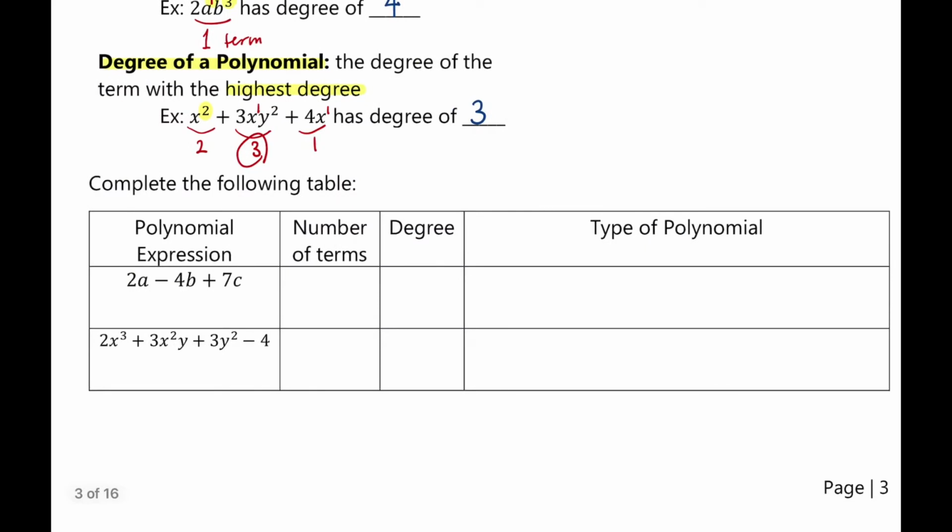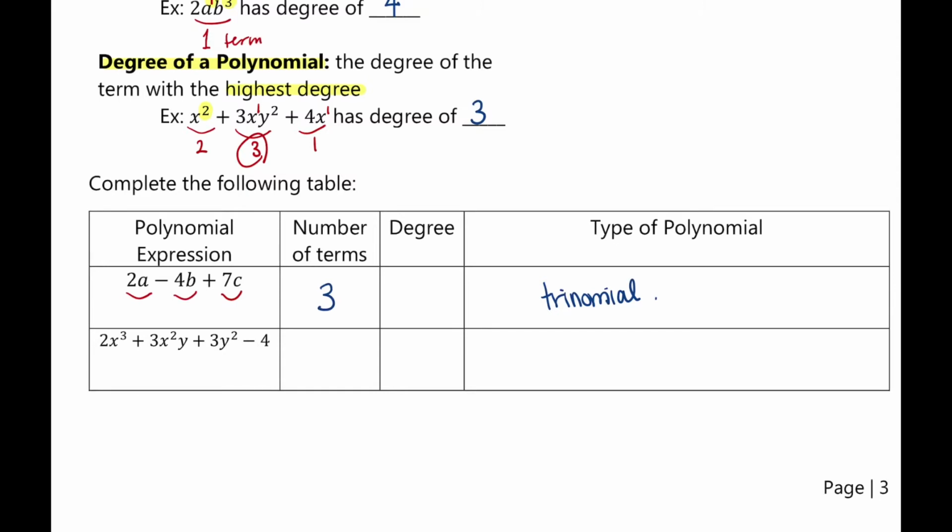Complete the following table. We have the polynomial expression. We just need to find the number of terms, degree, and type of polynomial. So let's start with the type of polynomial. We know that there are 1, 2, and 3 terms, so we know that this will be called a trinomial. Trinomials have 3 terms. And lastly, when we're looking for the degree of a polynomial, we need to check the degree of each term and pick the highest one.